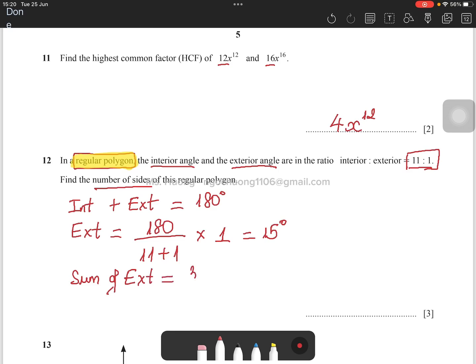is 360 degrees. And this is a regular polygon, so the sum of all the exterior angles is equal to the value of one angle multiplied by the number of sides. So 15n equals 360. Then n is equal to 360 divided by 15, which equals 24. So we say that this polygon has 24 sides.